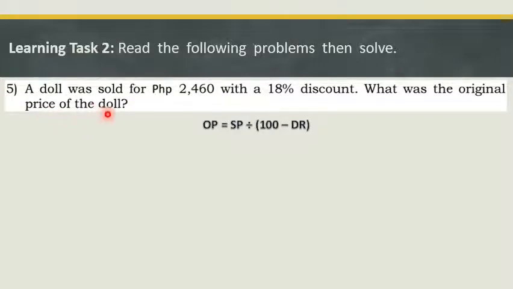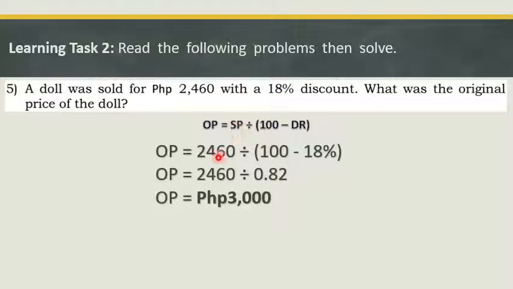So for number 5, a doll was sold for 2,460 pesos with an 18% discount. What was the original price of the doll? So para makuha to, di-divide lang natin yung SP natin, selling price, sa 100 minus yung DR natin, discount rate. So ang selling price natin, yung SP natin is 2,460. Then, 100 minus yung DR natin, which is 18%.